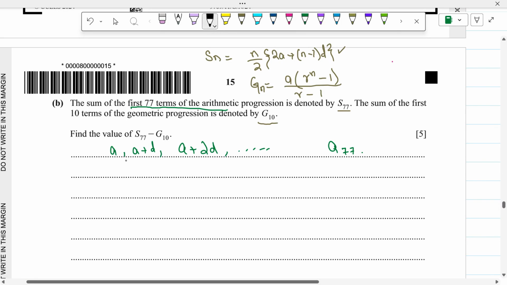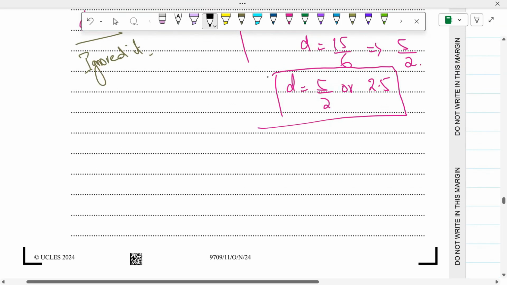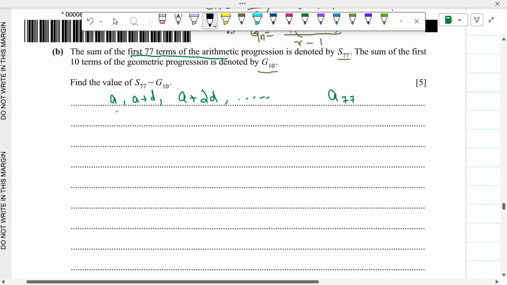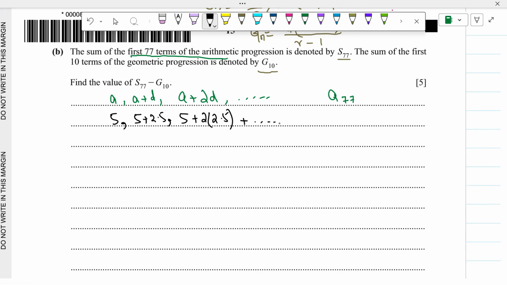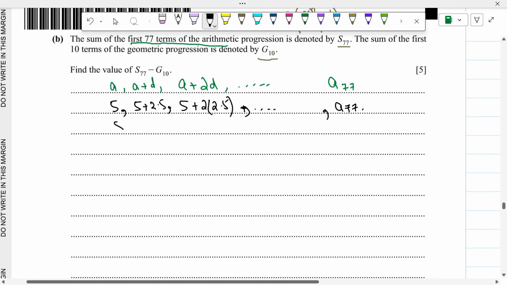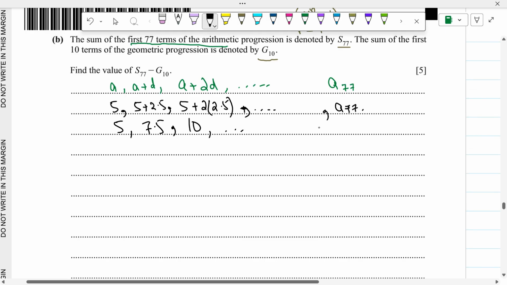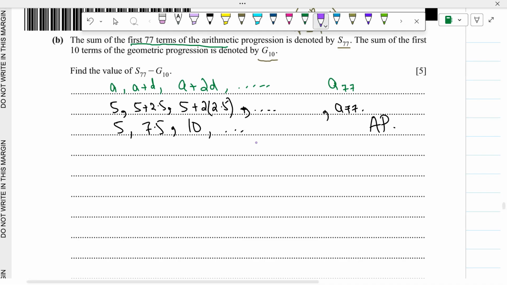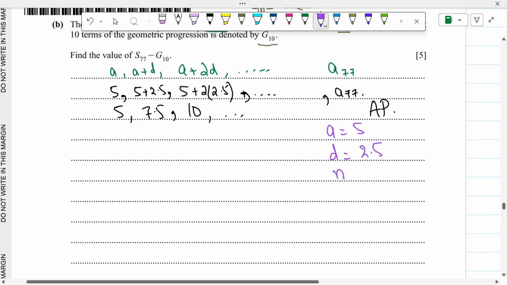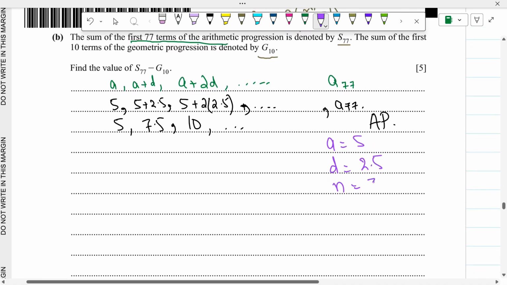From part A, a is equal to 5, and we calculated the difference, which is 2.5. So the arithmetic progression is 5, then 5 plus 2.5, then 5 plus 2 times 2.5, and it moves up to the 77th term. So we have 7.5, then 10. This is the arithmetic progression, and in this case a is equal to 5, the difference is equal to 2.5, and we need to find the sum to 77 terms, so n is equal to 77.